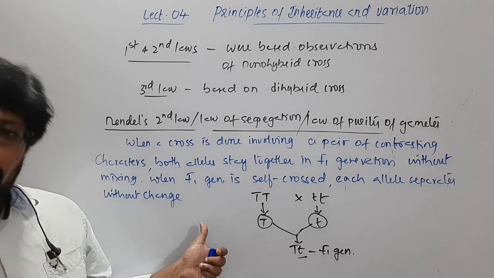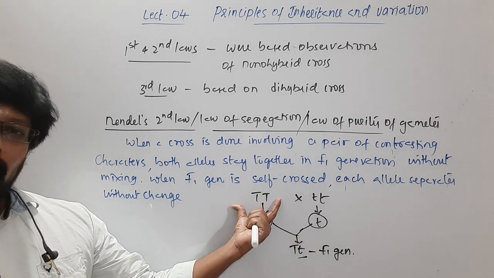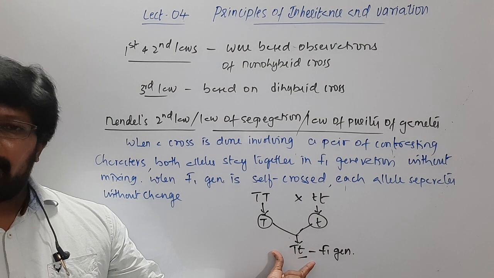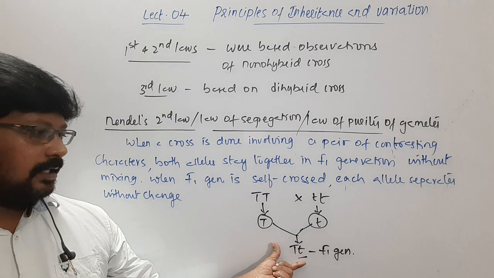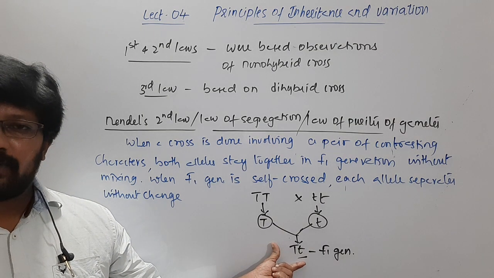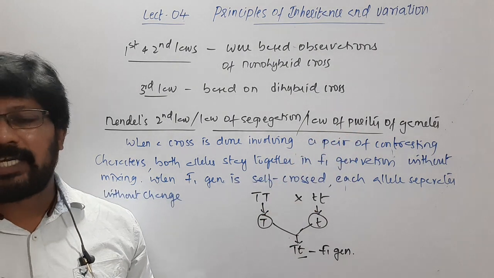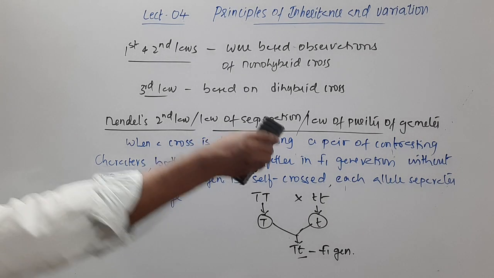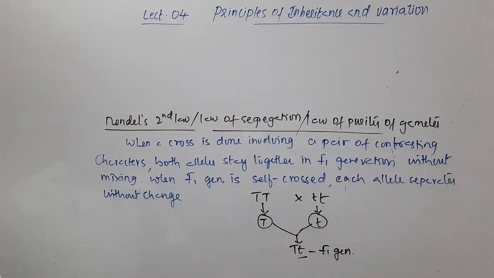That is what Mendel observed. The tall character and the dwarf character were present together, and they did not interfere with one another or mix with one another. They remained separate. That is the reason he also called it the purity of the gametes, right? They were pure.